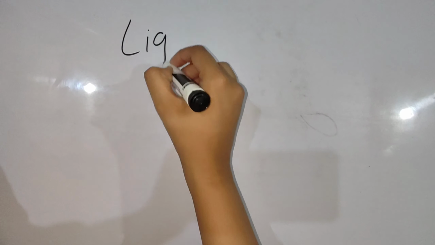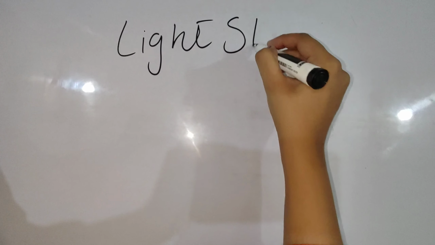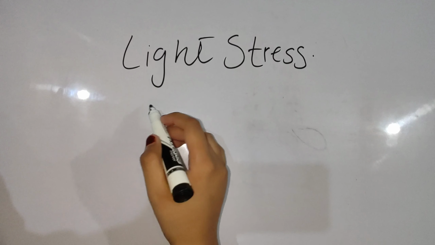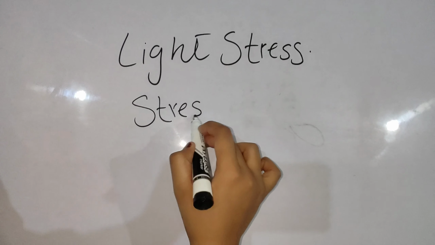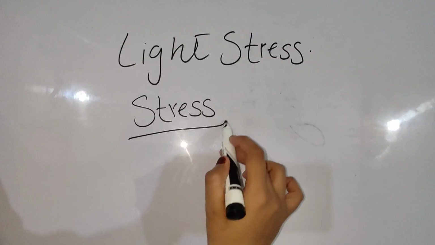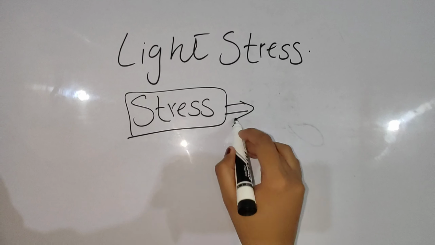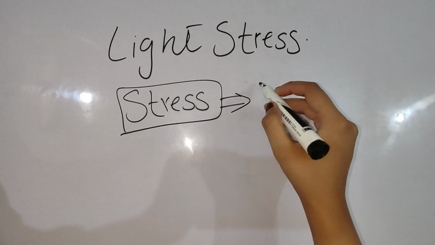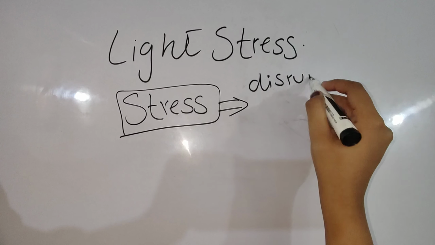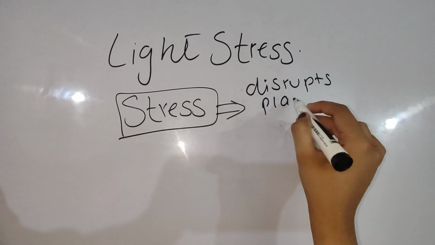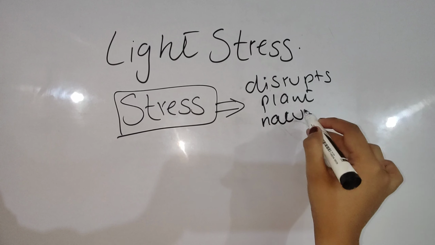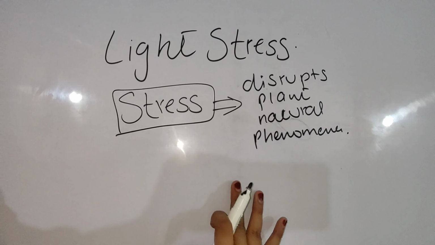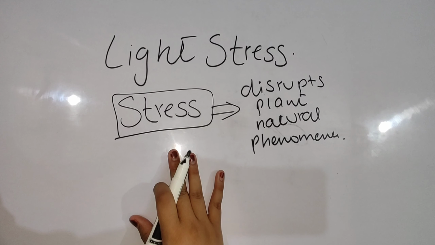Today we are going to be discussing light stress, as part of the stress series. Stress is anything that disturbs the plant's natural phenomena. Alright, this is a very easy definition of stress.